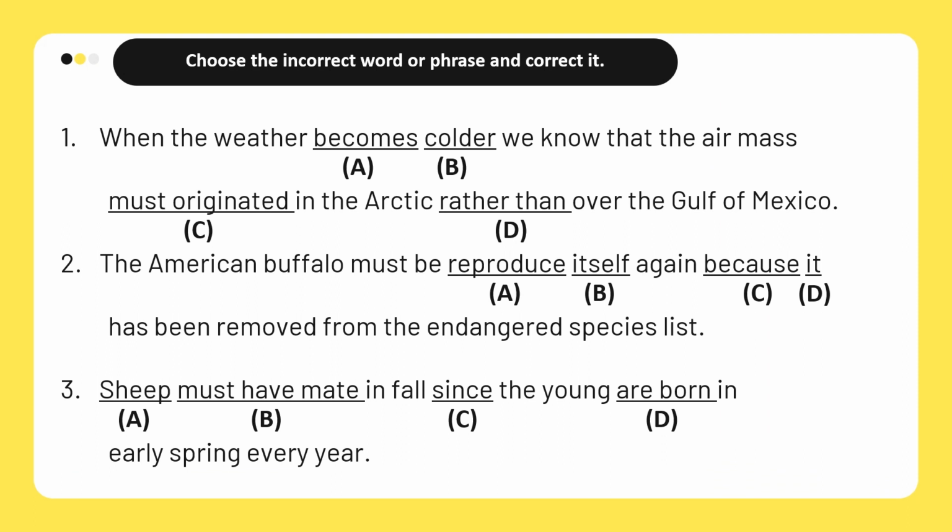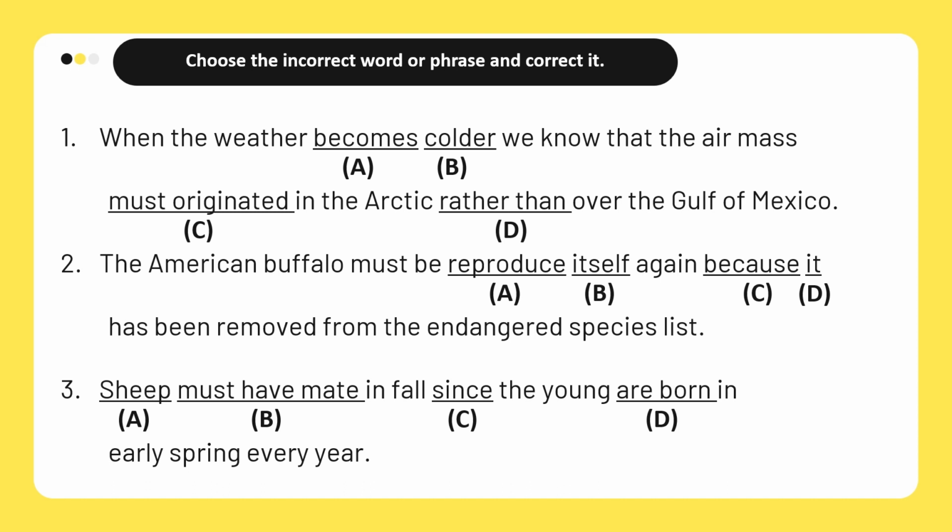Okay, the first one is: when the weather becomes colder, we know that the air mass must originate in the Arctic rather than over the Gulf of Mexico. Which one do you think is the incorrect word or option here that must be corrected? And number two: the American buffalo must be reproduced itself again because it has been removed from the endangered species list. Choose your answer. Which one is incorrect?